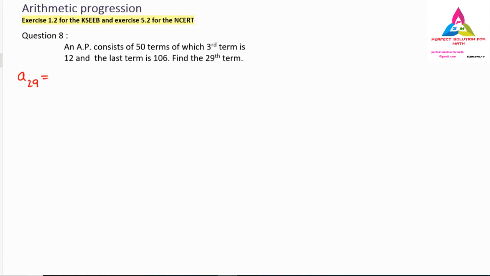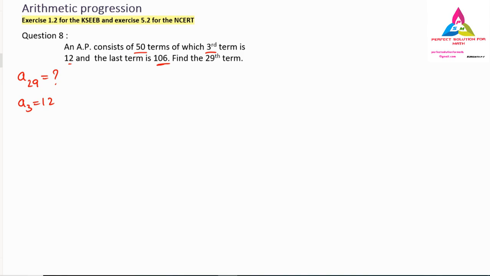So here one thing is clear, the 29th term is nothing but A29, we have to find. Now, what is given? The AP consists of 50 terms. That is, they have given 50 terms, you have to understand that. And next, the third term is 12. So the third term A3 is 12 they have given. Next, the last term is 106.